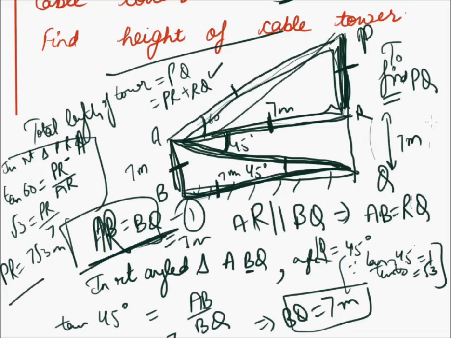So the length, this is 7 under root 3, this is 7. So the total length becomes PR plus RQ, that is 7 under root 3 plus 7 meters, or simply 7 into under root 3 plus 1 meters. So the height of the cable tower is this.